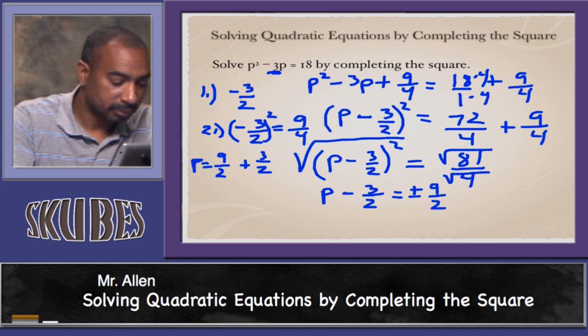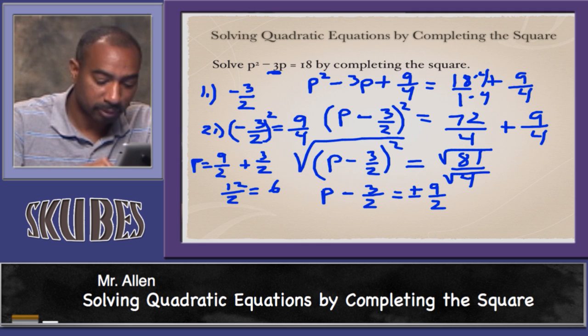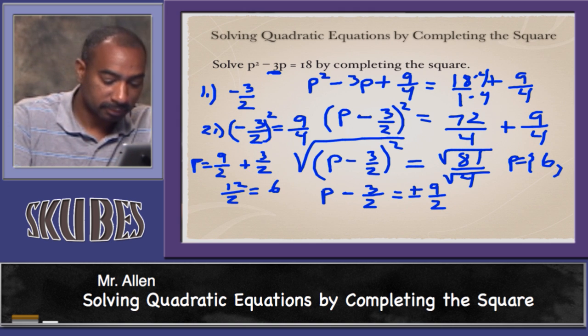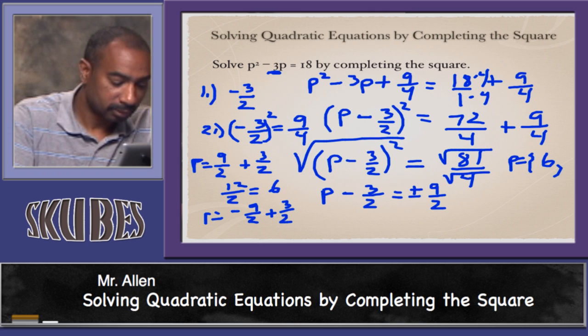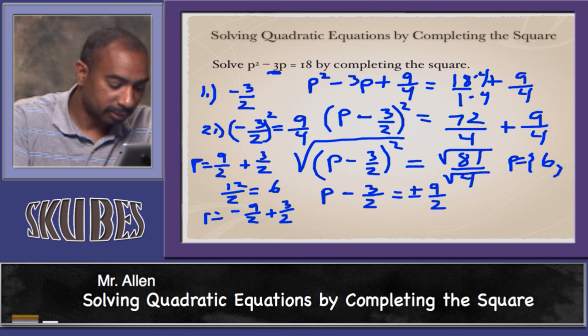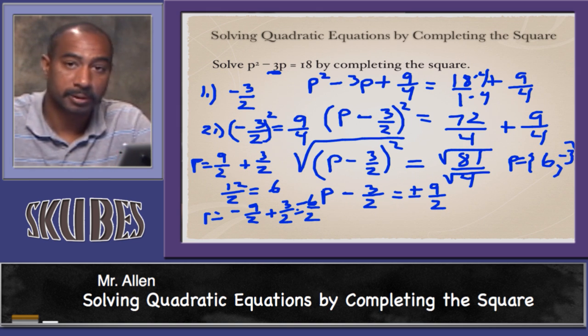And 9 plus 3 is 12. And 2 divides into 12 six times. So one of our solutions is p is going to be 6. And the other one is going to be negative 9/2 plus 3/2, which is going to give us negative 6 over 2, which is negative 3. So your solution will be 6, negative 3.